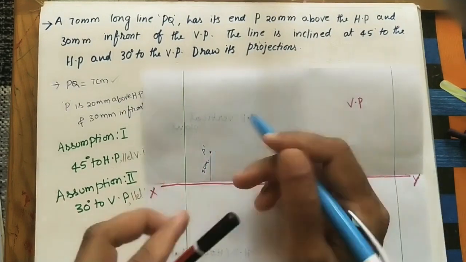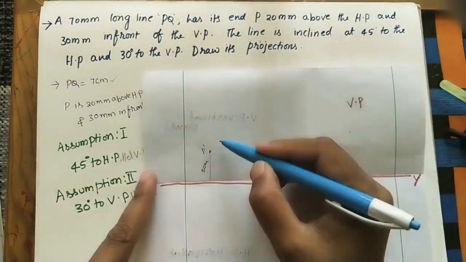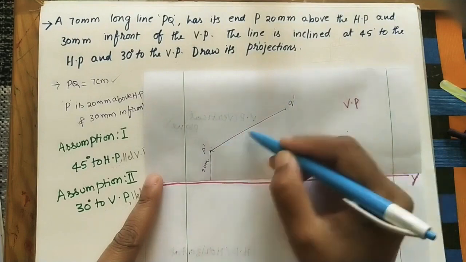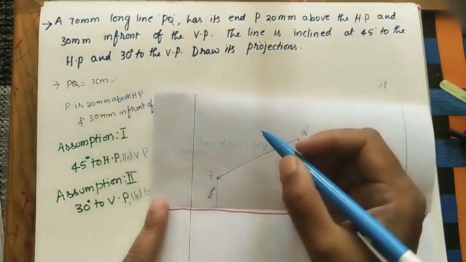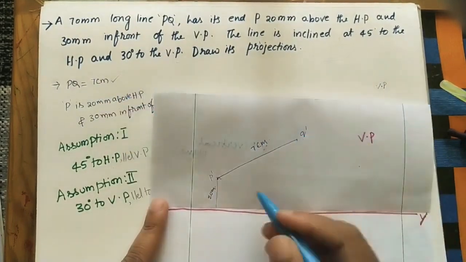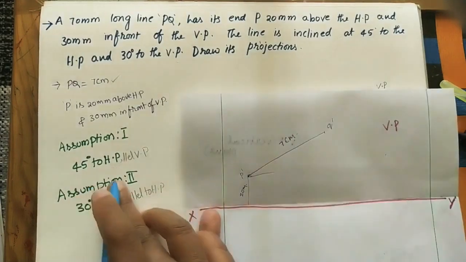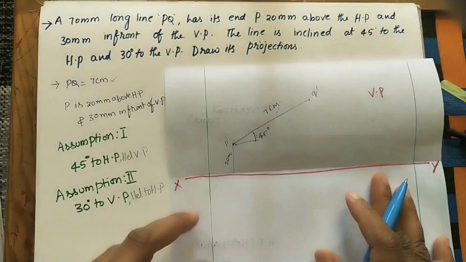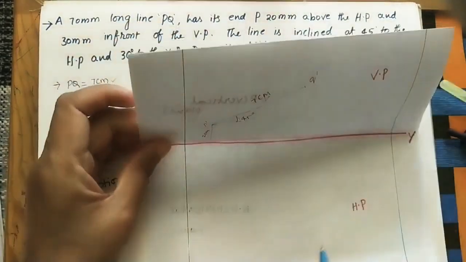Again we will see the entire true length. Okay, this line is Q dash I am marking. We can see the entire length. What is the line length? 7 cm. How much is this angle? It is making 45 degrees with the HP. Okay, this is the front view like this.